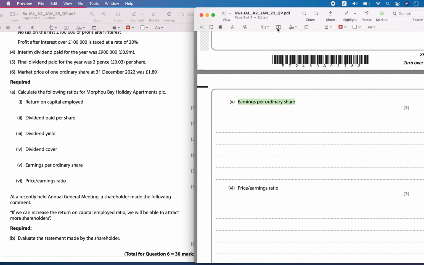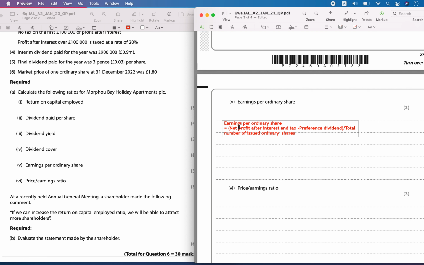So the earnings per share is going to be equal to the net profit after interest and tax, minus any preference dividends paid, and the total divided by the number of ordinary shares, that is, the total number of issued ordinary shares available.